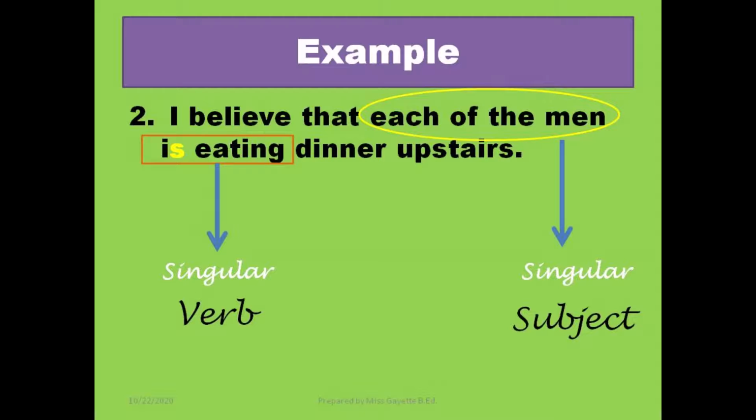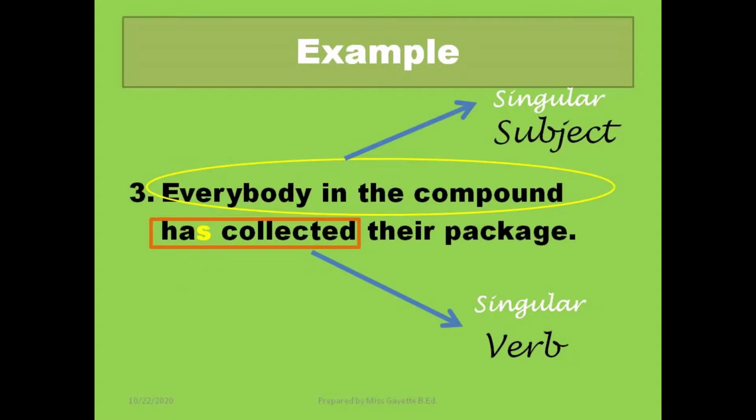Let us look at another example. I believe that each of the men is eating dinner upstairs. Each of the men, each being a singular term, must be followed by a singular verb. So we have each being a singular subject and is eating being the singular verb. So the subject here is each of the men. The verb here is is eating, singular subject followed by singular verb.